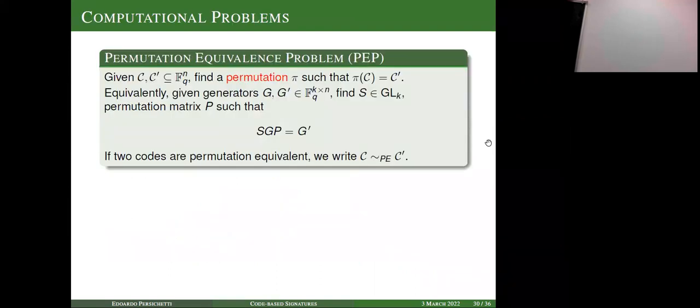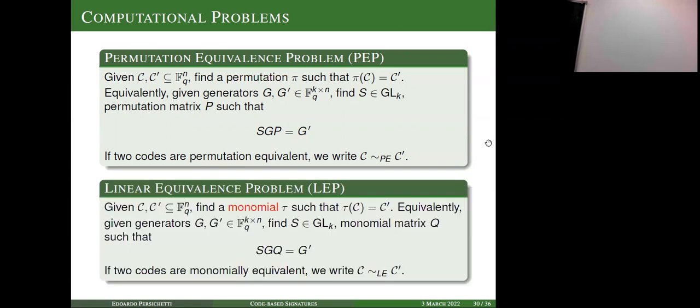So we define the permutation equivalence problem: given two codes C and C', with generator matrices G and G', do we have an S and a P that connect the two codes, or do we not? Of course, in cryptography, for our purposes we are not very interested in the decisional version, but more in the computational version: I know that two codes are equivalent, so figure out what the equivalence is. It's the same thing. This is actually a hard problem. And if we consider monomials instead of permutations, then this is the linear equivalence problem.